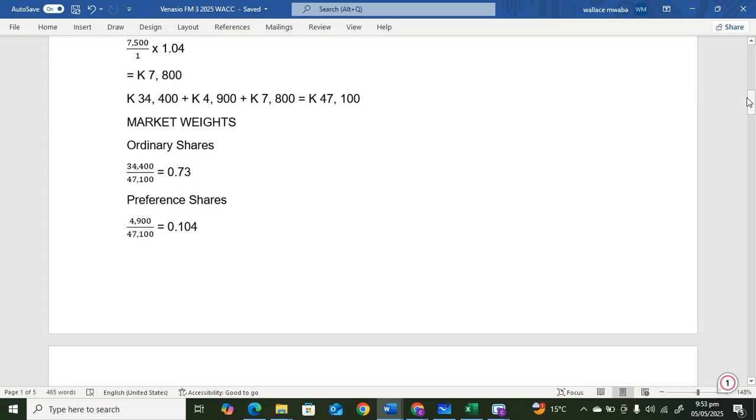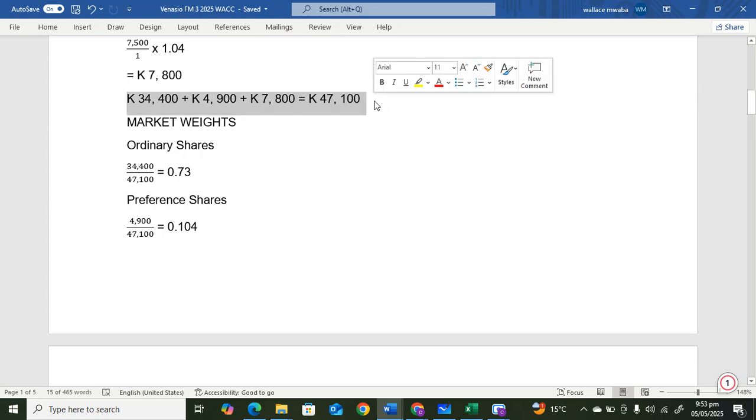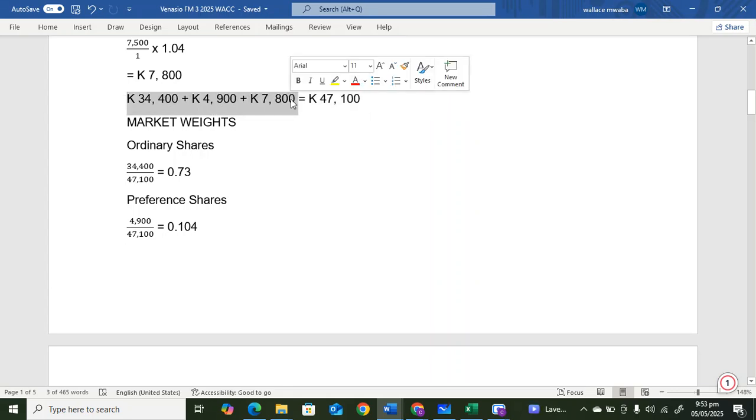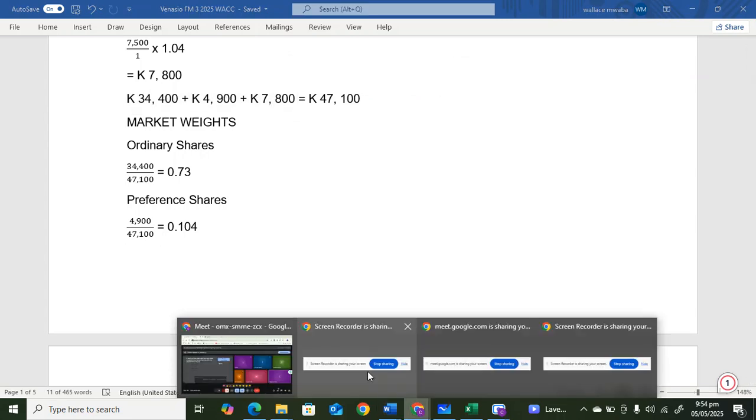Okay, let's just correct it there. You get the total market value of all these components of financing, 47,100. Then each of these components, you're going to represent them as a fraction or a decimal or a percentage. And how do we represent them as a fraction and a decimal?